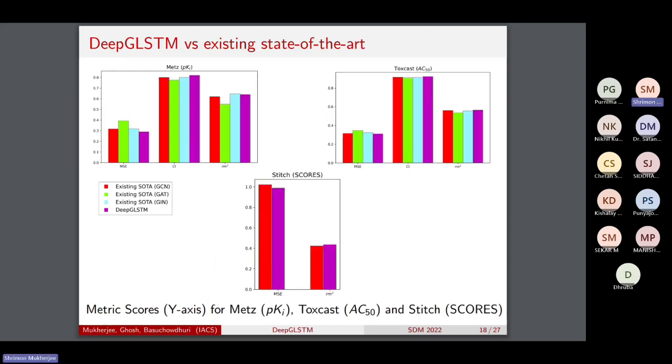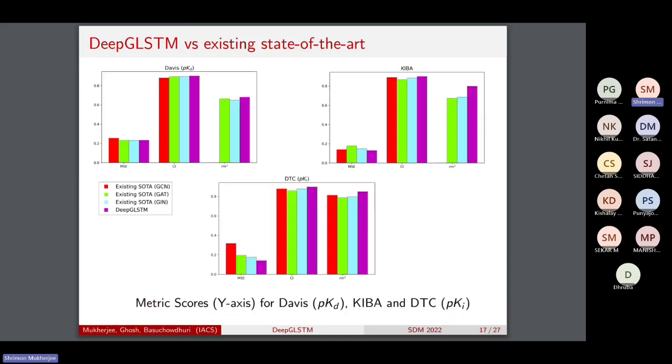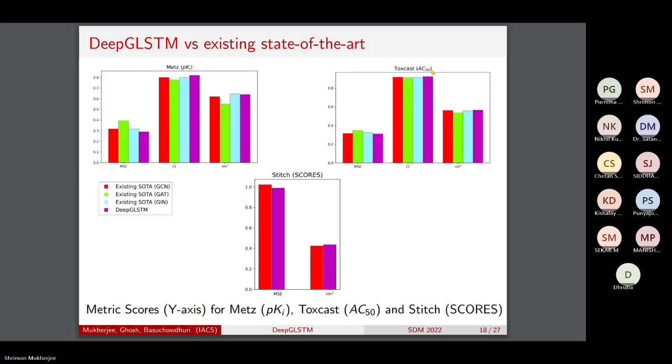And this is another experiment on three other datasets, which are Metz, ToxCast, and STITCH. Here Metz has the same affinity metric as DTC, which is PKI. For ToxCast, the affinity metric is AC50. And for STITCH, the affinity metric is scores. That is the score that is present in the STITCH dataset. So basically our model performs well on these three datasets.